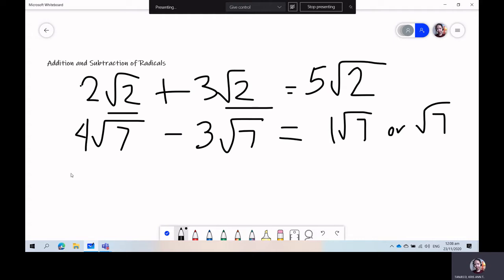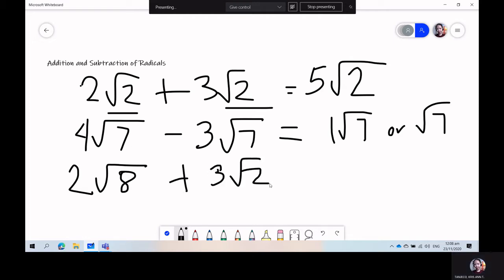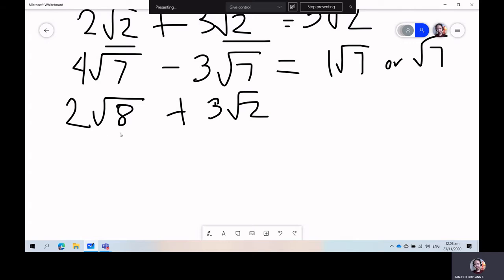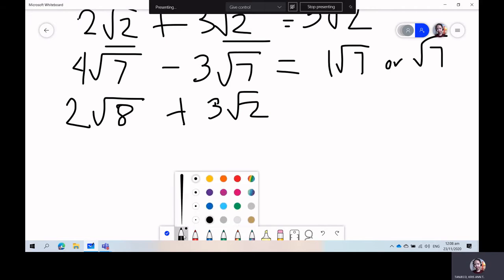Next, how about if we are going to work with radicals just like the following? 2 square root of 8 plus 3 square root of 2. First thing we need to check is if the given radicals are similar. When we say similar, they must have common radicands. So we have the square root of 8 and square root of 2. At first glance, we can say that they are not similar because they don't have the same radicand.